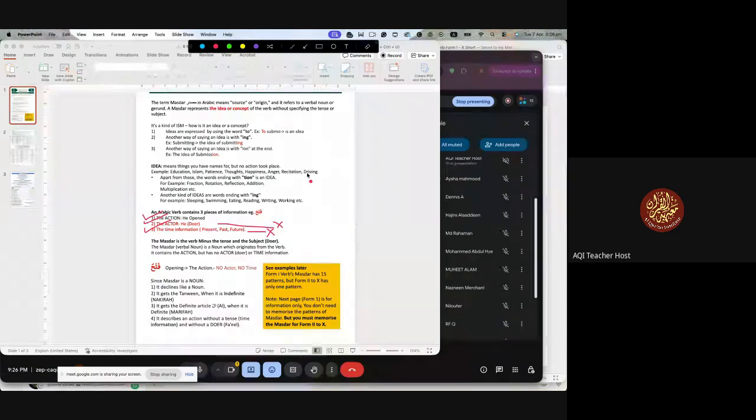It doesn't specify the three criteria of a full action, like a fi'l. Okay, that's all here, mashallah.